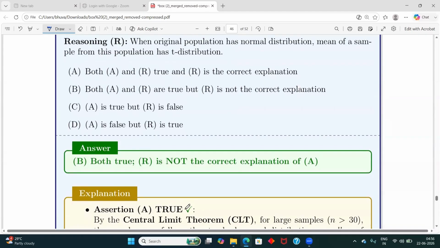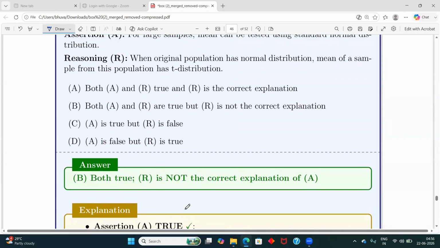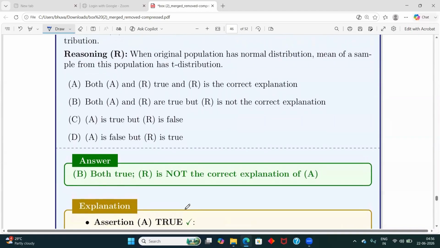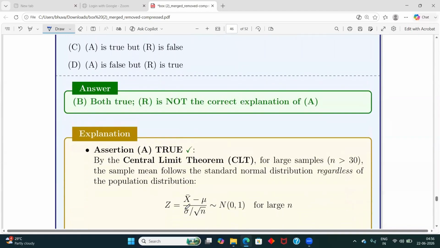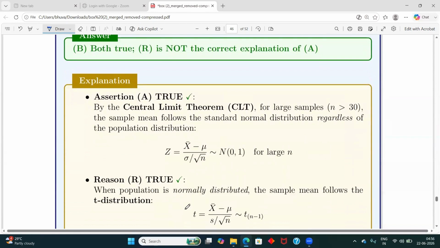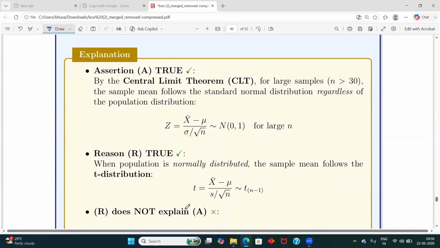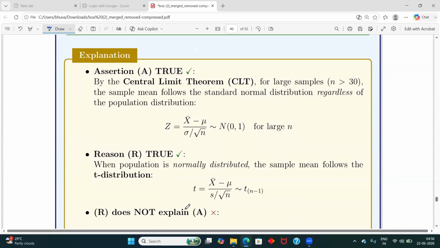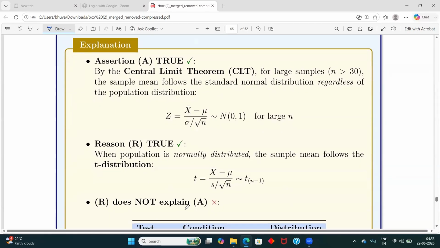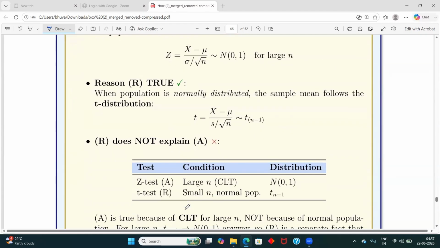Reason: when the original population is normally distributed, the means of samples from this population follow a t distribution. Yes, it is true that the population is normally distributed, but this is not the correct explanation, because the t distribution is used when the sample is less than 30, and for samples greater than 30 we also use the Z distribution.